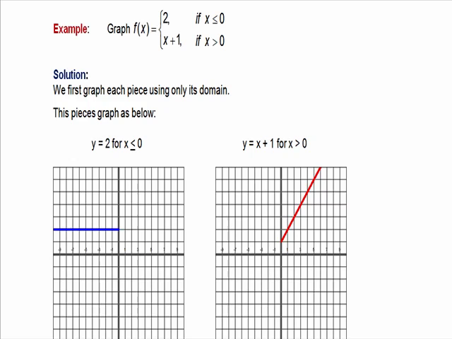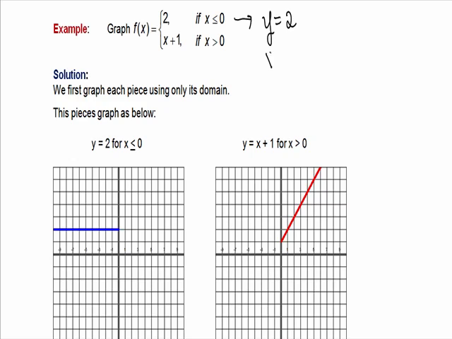So what your textbook would tell you to do is to first really think of it as graphing each piece using only the domain that's provided. Sometimes what I think is easier for students to do is to actually draw themselves a table for each piece. So the first piece is like having y equals 2 on that particular interval.